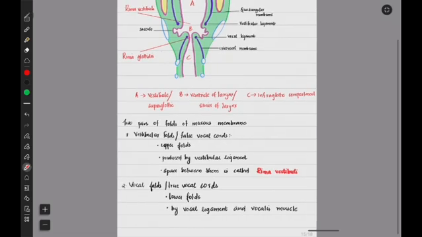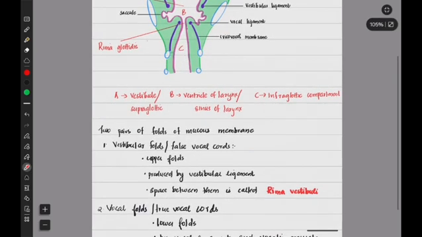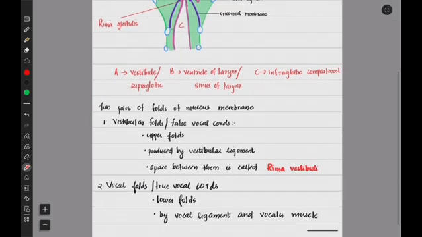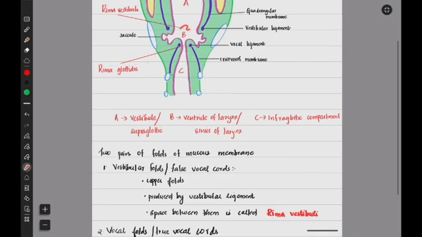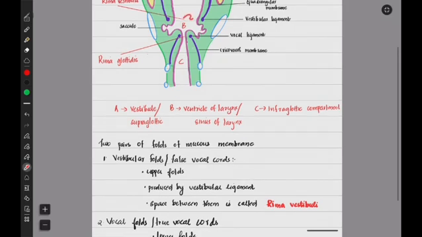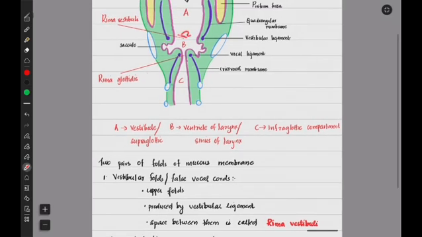Then 2 pairs of folds of mucous membranes, that is the vestibular folds, the false vocal cords, and the vocal folds or true vocal cords. The vestibular folds or false vocal cords are the upper folds, produced by the vestibular ligament. The space between them is known as the rima vestibuli.